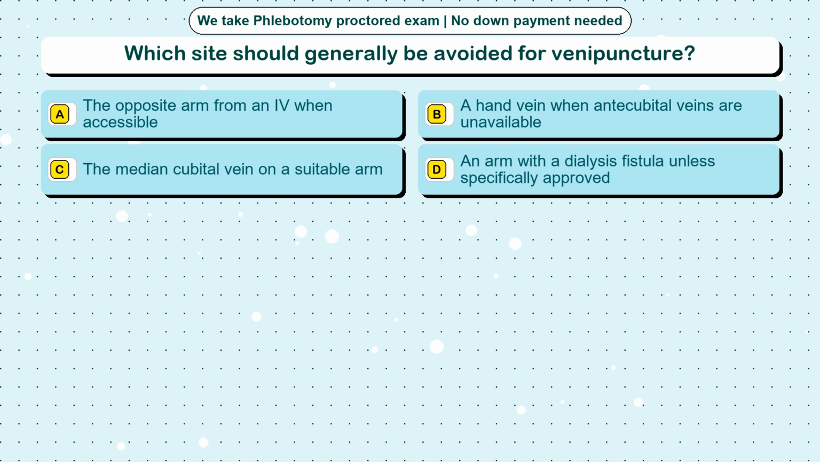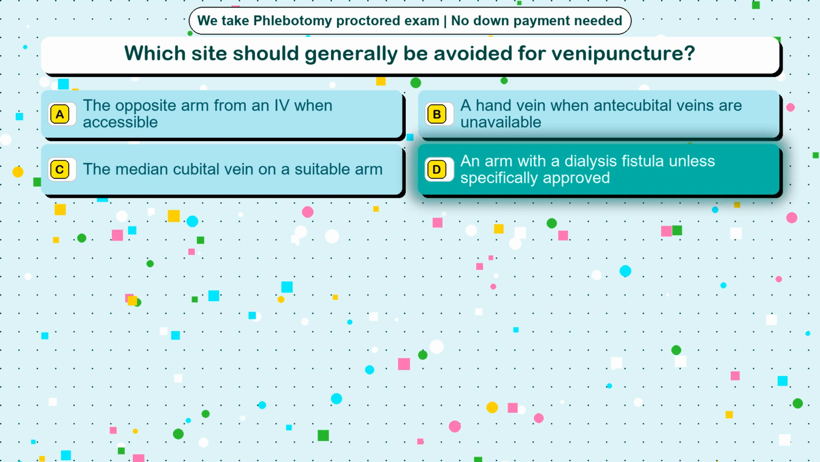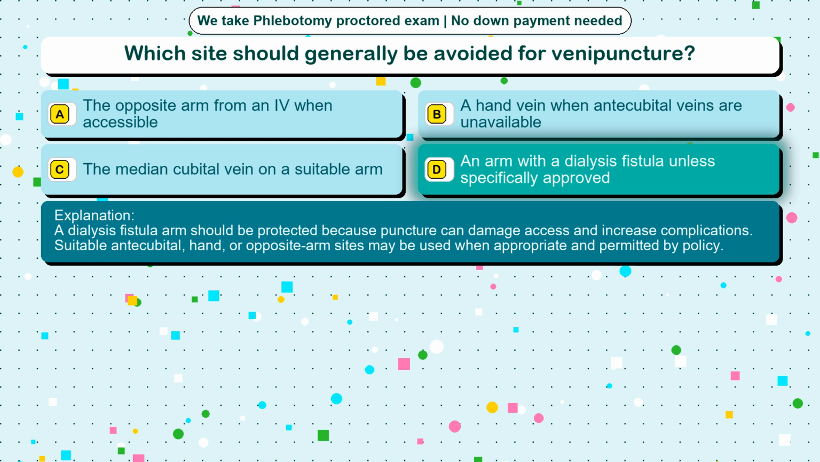Option C, the median cubital vein on a suitable arm. Option D, an arm with a dialysis fistula unless specifically approved. The correct answer is option D, an arm with a dialysis fistula unless specifically approved. A dialysis fistula arm should be protected because puncture can damage access and increase complications. Suitable antecubital, hand, or opposite arm sites may be used when appropriate and permitted by policy.